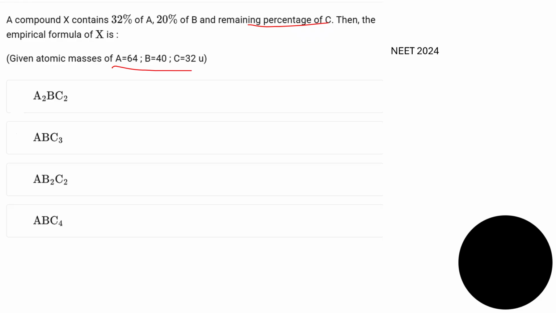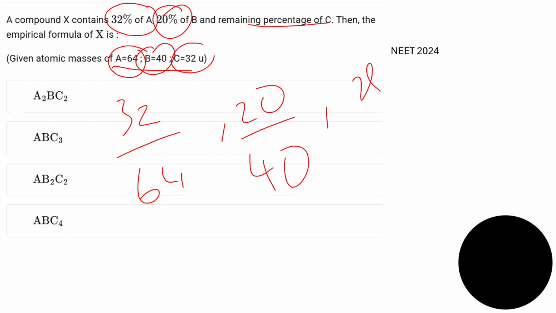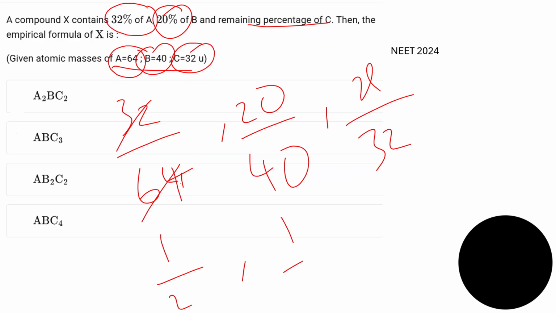The compound X contains 32 percent of A, which means 32 percent is nothing but the given weight. Then 32 divided by 64, because 64 is the atomic mass of A. Then 20 for B, 40 is the atomic weight of B. And we don't know for C, so take it as X divided by 32. If we solve this, 1 divided by 2, then what about X?